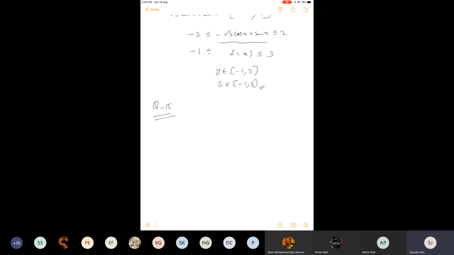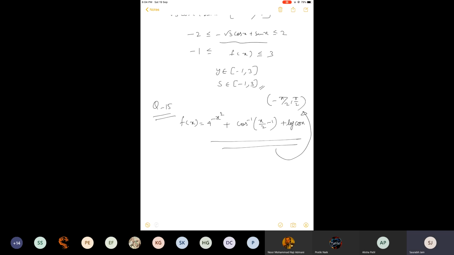Question number 15. We are given a function and the largest interval for which the function is defined. We have to find the domain with the restriction that the domain should be maximum this interval, minus pi by 2 to pi by 2 open. See, they are not exactly asking us to find the actual domain, because they have given the interval minus pi by 2 to pi by 2. So they are saying you find the domain, and then you consider only that part of the domain which is in this interval. This is the question.